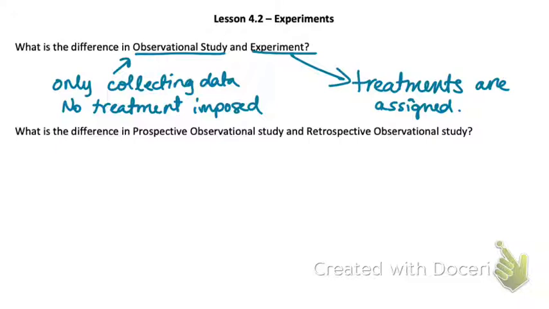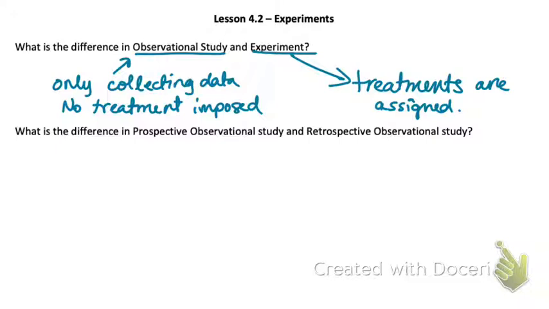So, for example, I need everybody to raise your right hand. All right, put it down. Was that an observational study or an experiment? This was an experiment. I imposed a treatment by asking you to do something. Everybody always thinks that treatment has to be something done to you or some drug that you're given. It doesn't. It can literally just be an instruction.